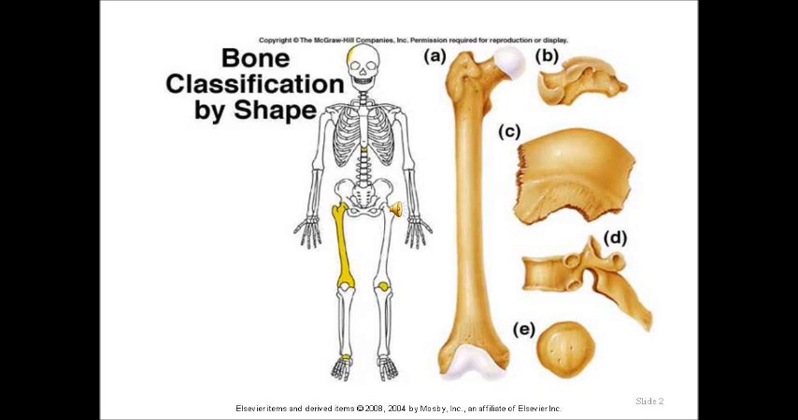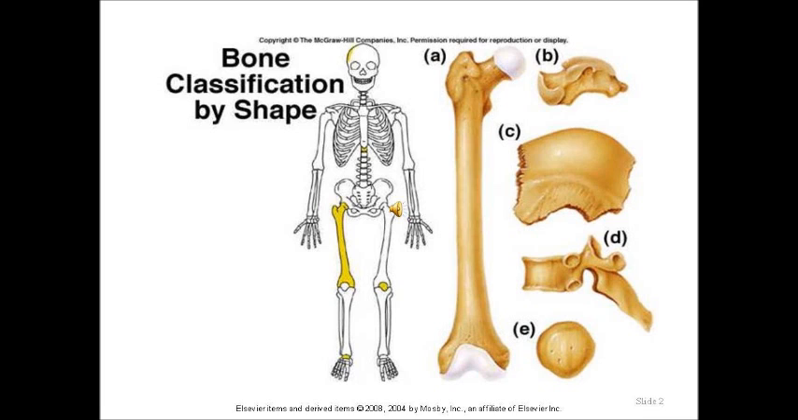B are the short bones. Examples of the short bones are the carpal bones of the wrist, the tarsal bones of the feet. They're somewhat irregularly shaped, but they're a little bit more cuboidal in shape, and they don't have a long shaft, so we call them short bones.